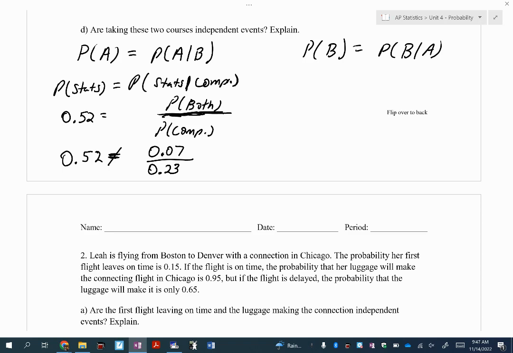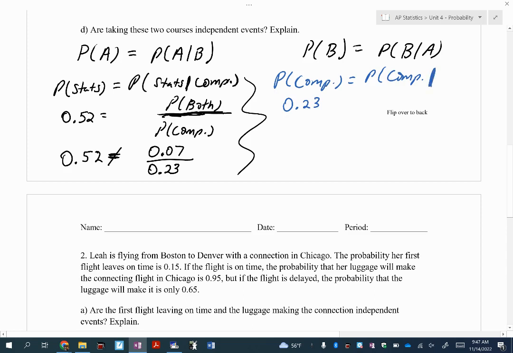Do you want to see the work if we had chosen computer? Shall we show the work if we'd done the other one? Again, does it matter? Do you have to do both? No, don't do both. Just choose one. So this would be the probability of computer. We already did this one earlier. It was 0.23, right? So now it's going to be computer given that they've taken stats. And we actually found this one. Wasn't this part B? Part B was 0.13. Are those the same? They are not. So these are not independent.